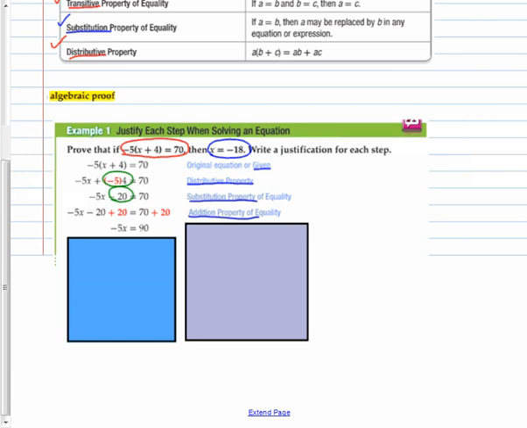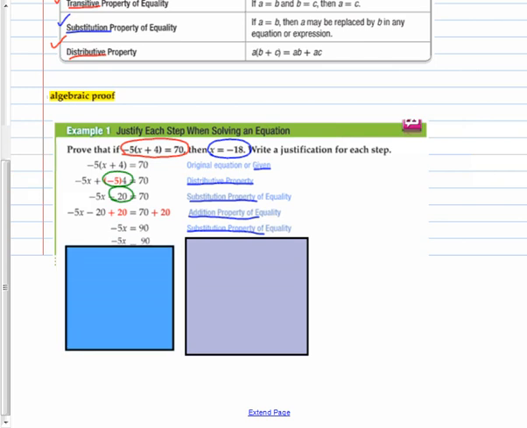What do you think is the reason they could now write this? Because I added 20 to 70. Yeah. And then cancel out the negative. Substitution. So we're replacing a negative 20 plus 20 with a 0, what it's equal to. And the 70 plus 20, we're replacing it with a 90, what it's equal to. So there's our substitution. We're replacing one value with something else that it's equal to.